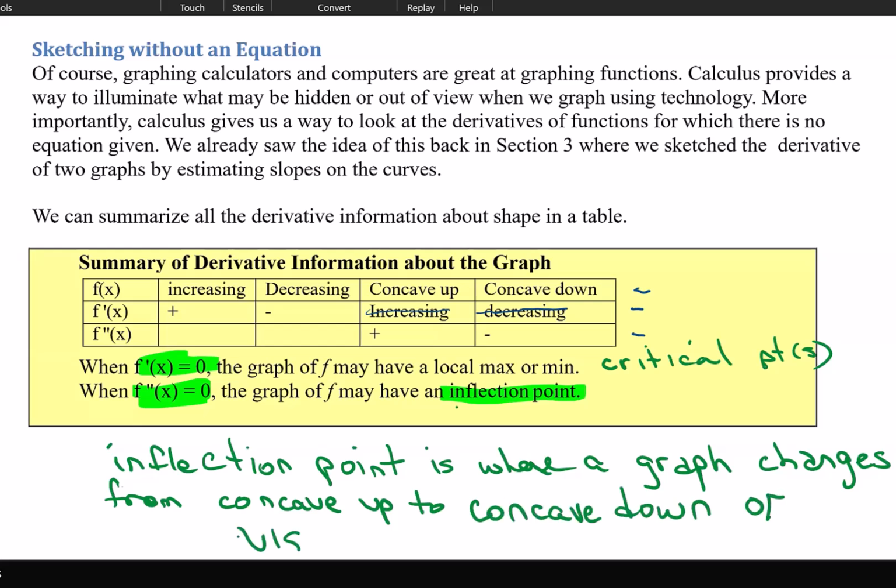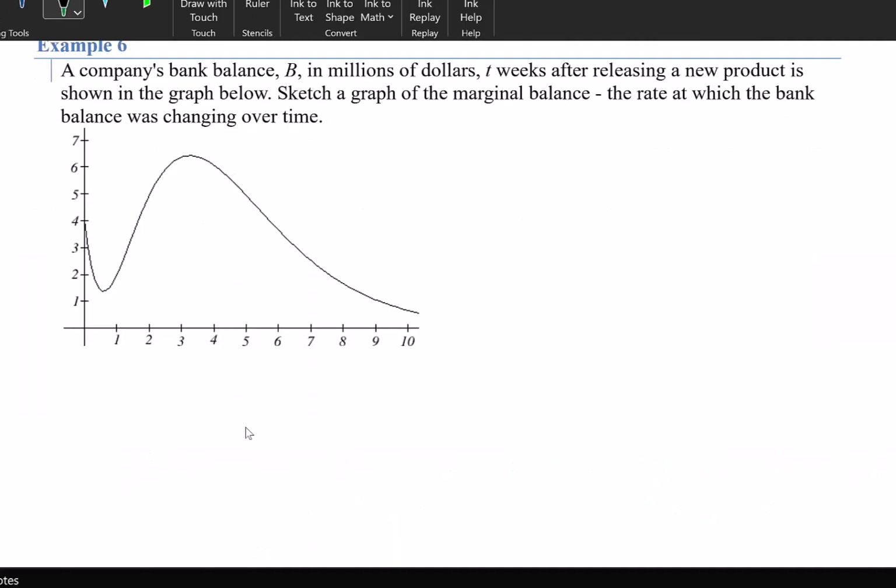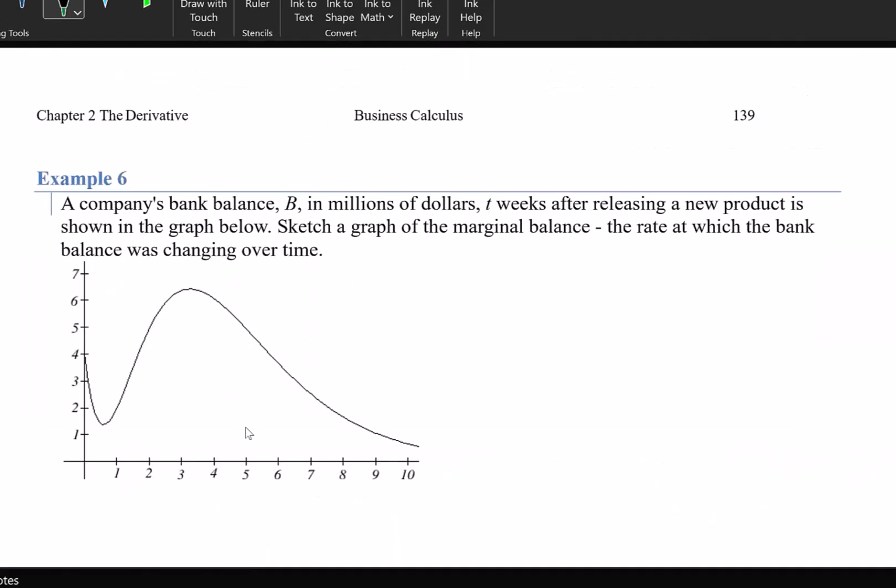or vice versa. Example 6, a company's bank balance, calling it B, in millions of dollars. I'm assuming this is T, and I'm assuming this is balance, so I'll just call it B. T weeks after releasing a new product is shown in the graph below. Sketch a graph of the marginal balance, the rate at which the bank balance was changing over time. Anytime I see marginal, I think derivative.